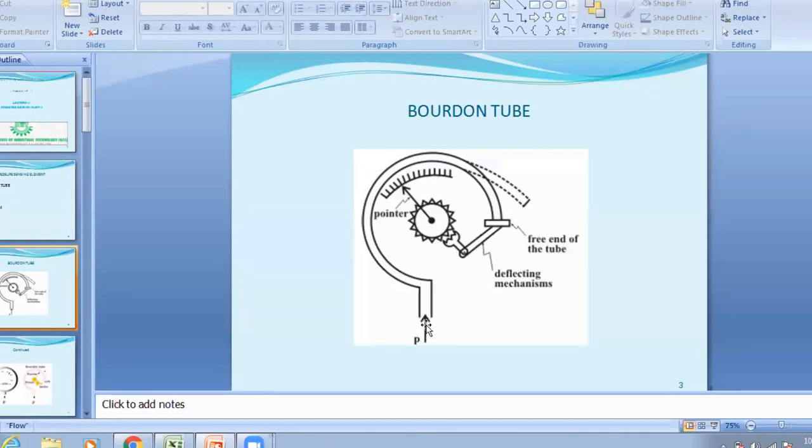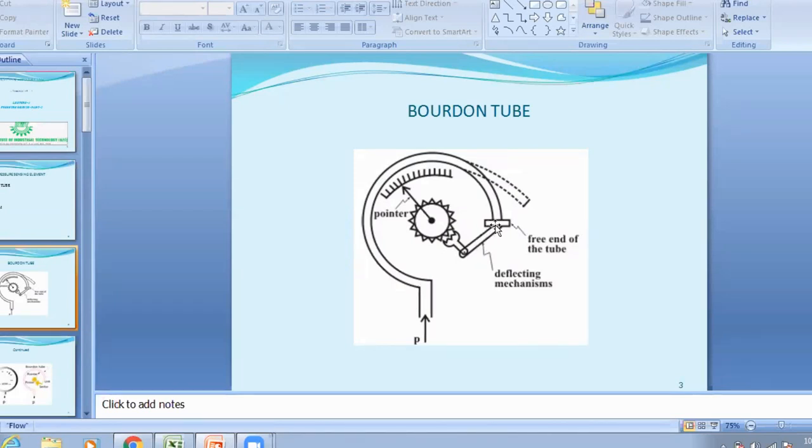From there, the external pressure comes in. There are two conditions. First is the initial, stationary condition: when there is no pressure inside the body, it will not change shape. There is no deformation of the body, and we will not get any pressure reading. Then we give some pressure, the pressure you have to measure, maybe low, medium, or high.